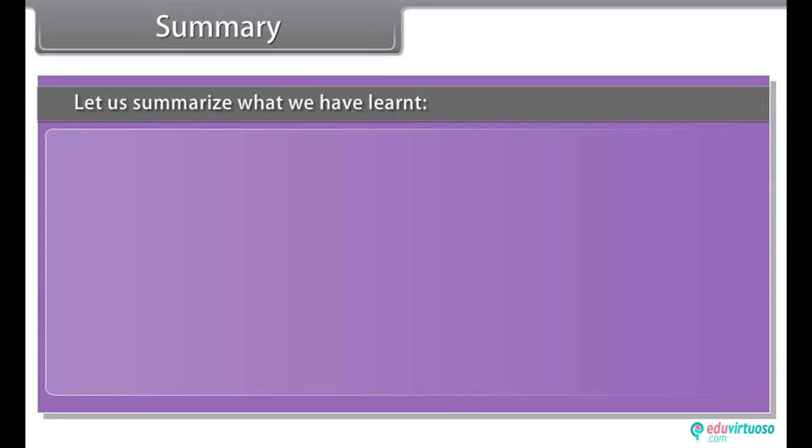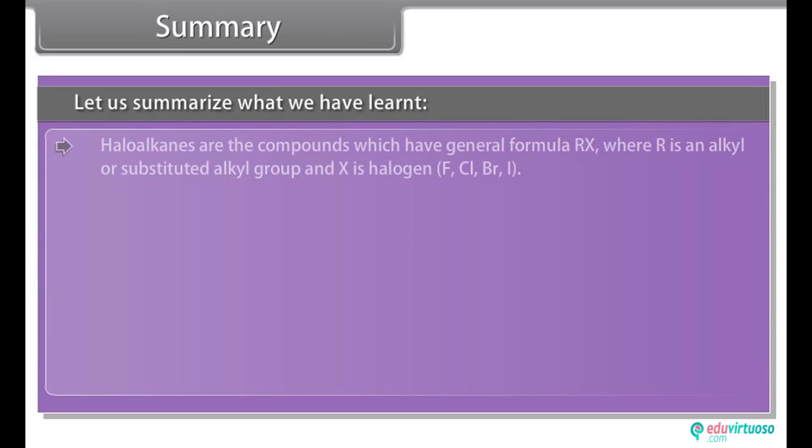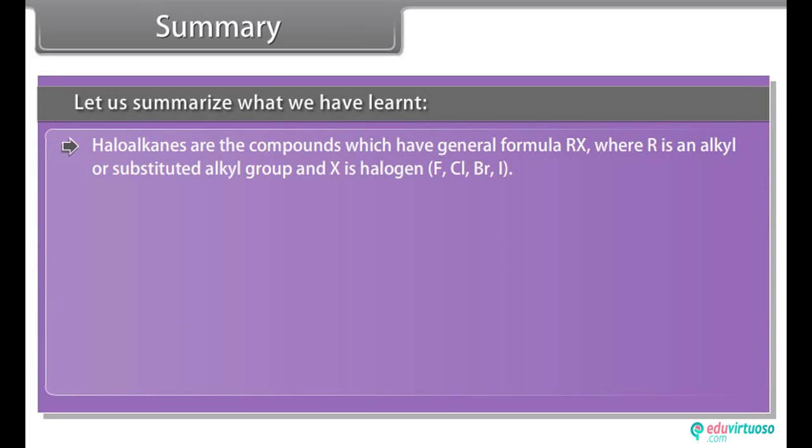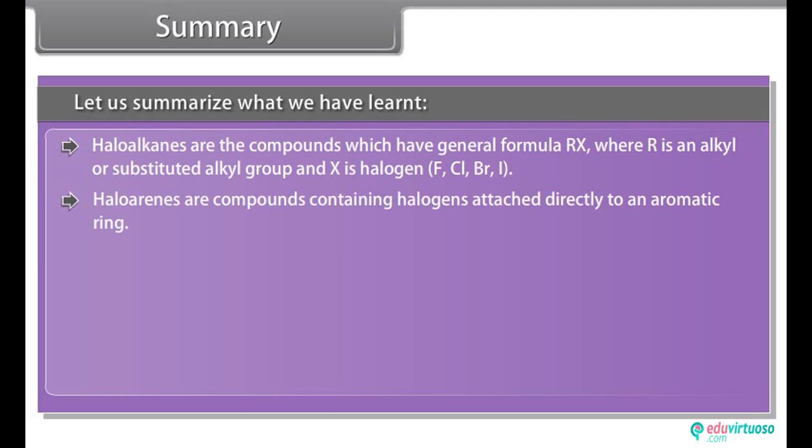Let us summarize what we have learned. Haloalkanes are the compounds which have the general formula RX, where R is an alkyl or substituted alkyl group and X is halogen: F, Cl, Br or I. Haloarenes are compounds containing halogens attached directly to an aromatic ring.